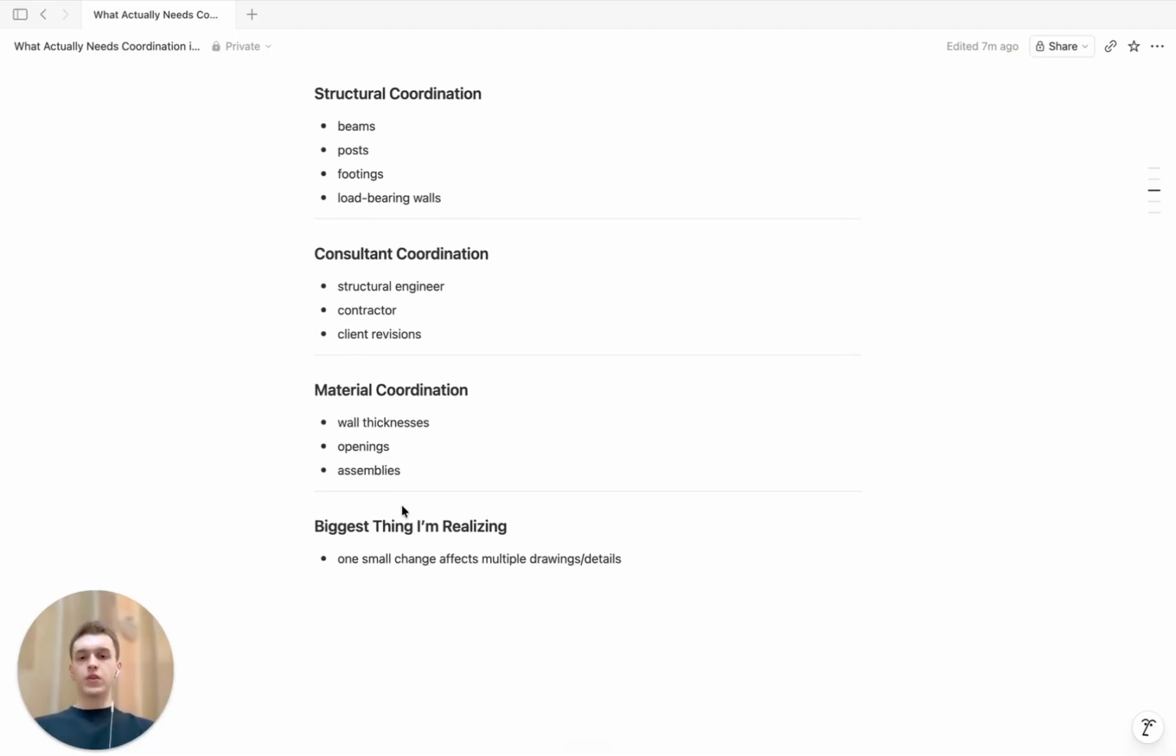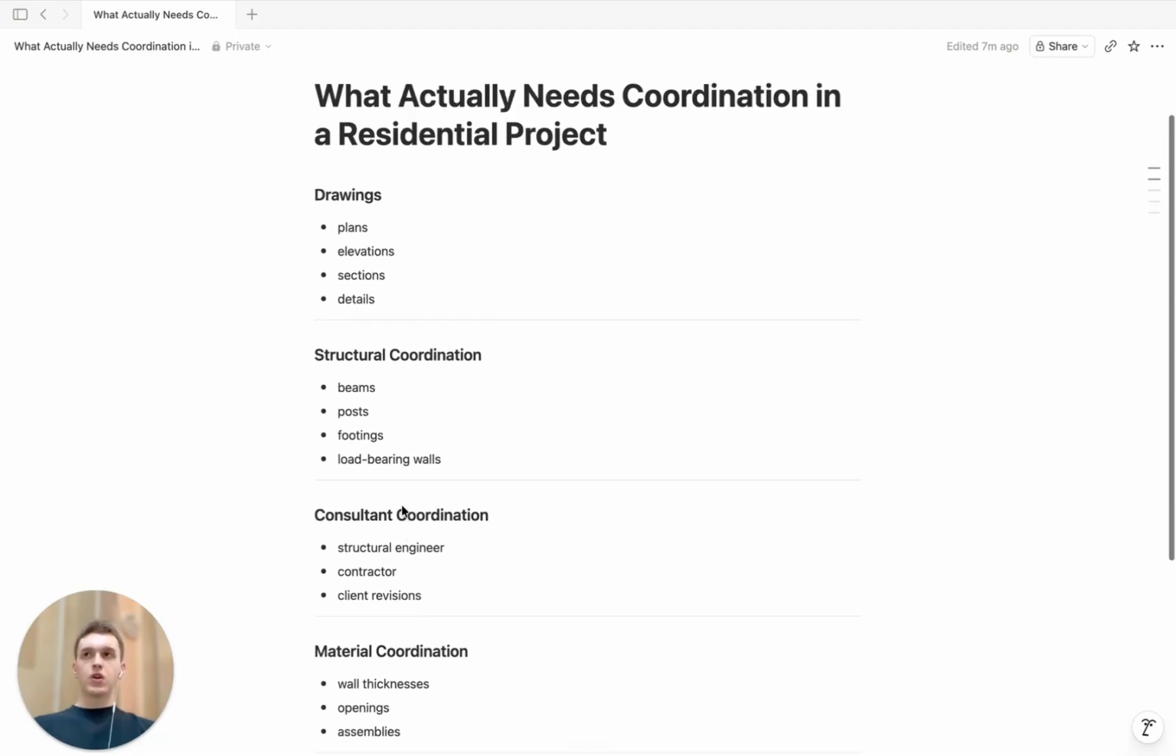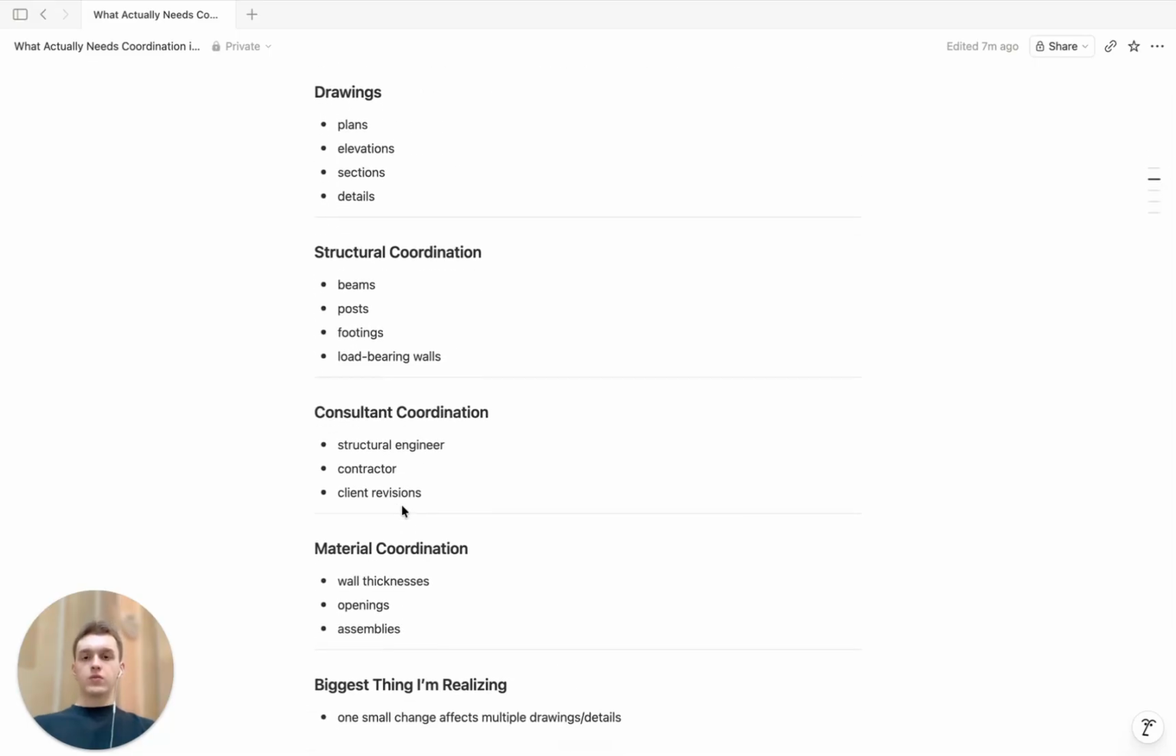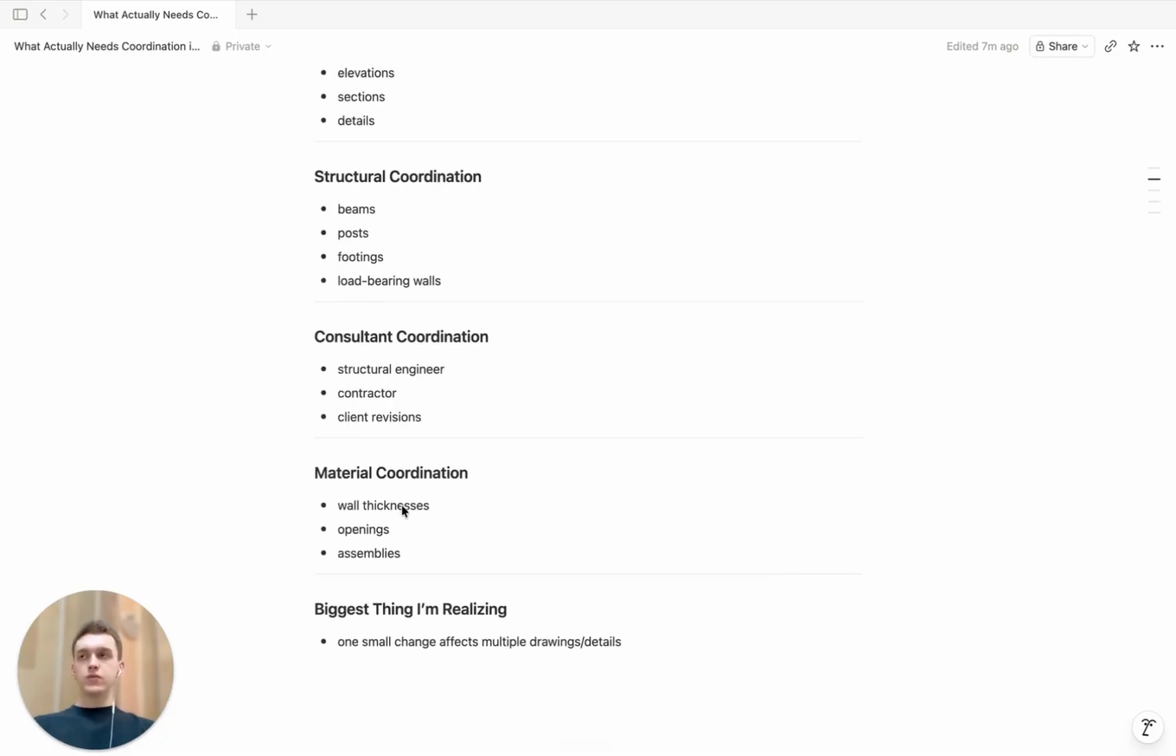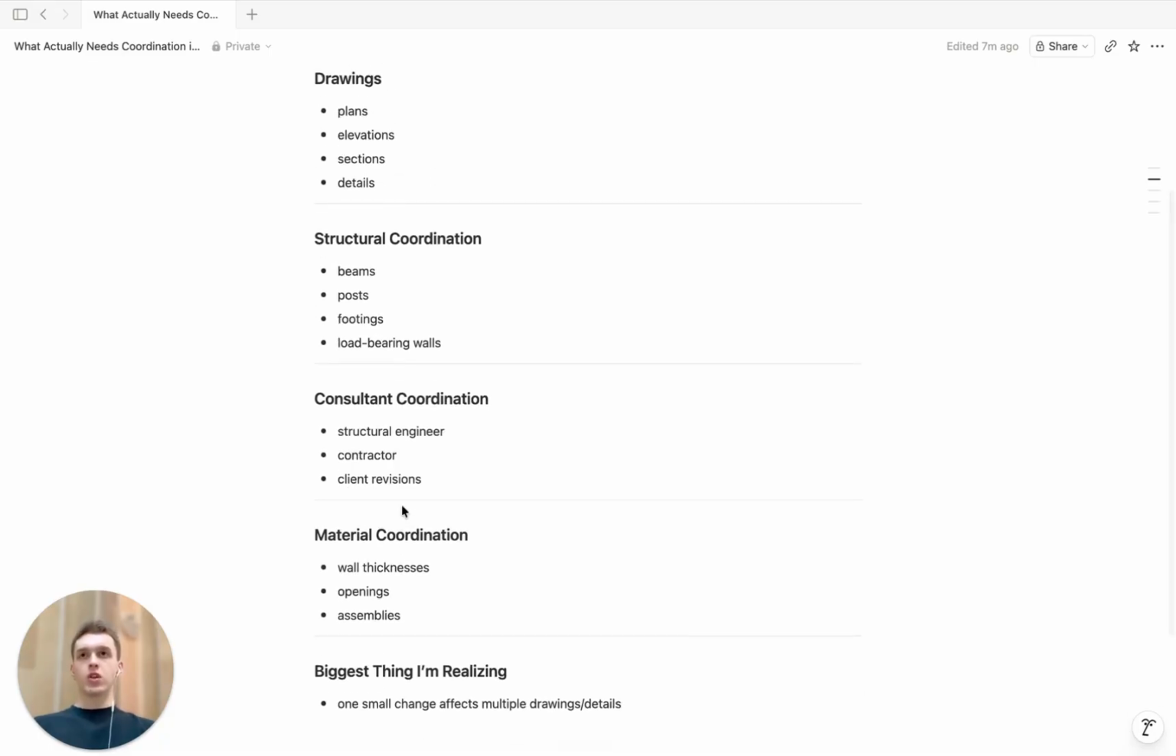Leaving off with the biggest thing I'm realizing: one small change affects multiple drawings and details, because one small detail influences how the whole structure functions. So if we have the addition or removal of a beam or something like that, it will reflect through the plan.